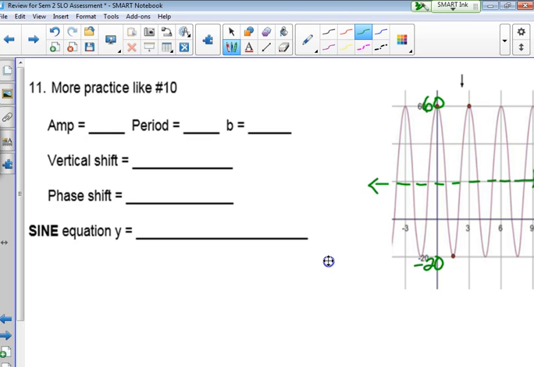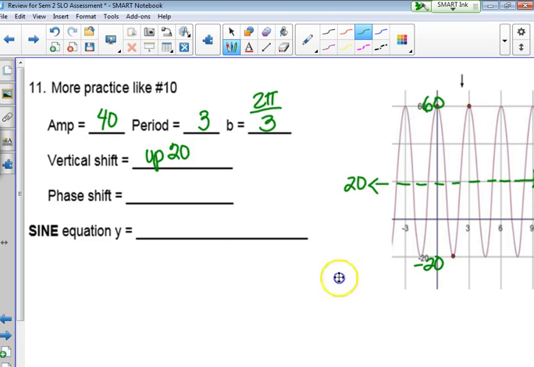Anybody have at least the amplitude? The period? Okay, it's okay to look at it as a cosine, and it finishes a cycle here at 3, right? So b is going to be 2 pi over 3. What was the vertical shift? In other words, the midline. Yep, positive 20. Everybody okay?